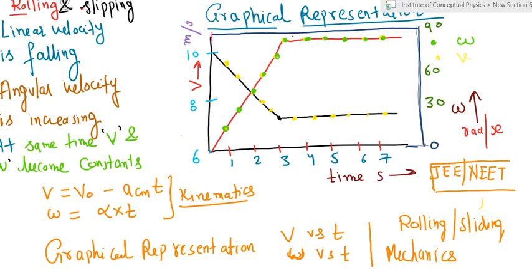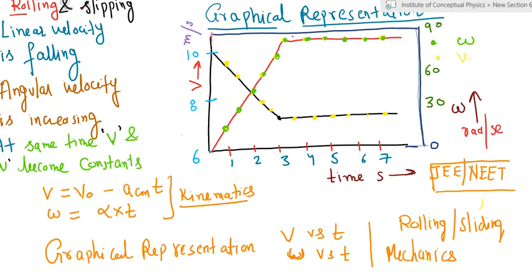All right, so let's continue the discussion on graphical representation of rolling and slipping. If you see these graphs, you can see that the velocity is going down and the angular velocity is going up. And at a certain point, roughly at t equal to 3 seconds, both omega and velocity have become constants, are not undergoing any change.